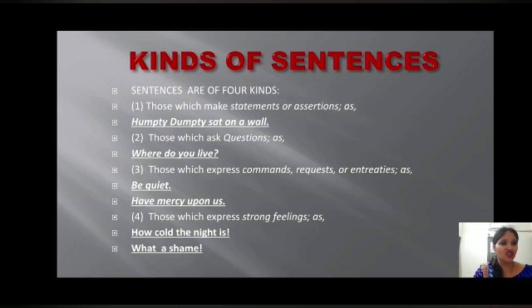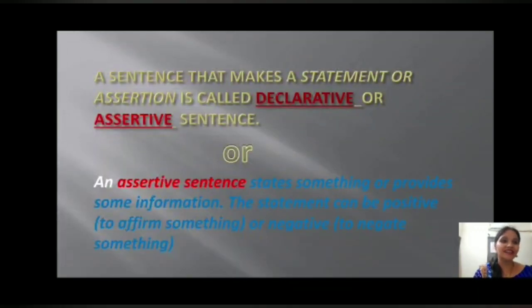Second is, what a shame. What a poor personality you are. So that's an example of exclamatory, the fourth kind of sentence. Now we'll come to the definition of these four sentences along with the examples. We'll move to the next slide.